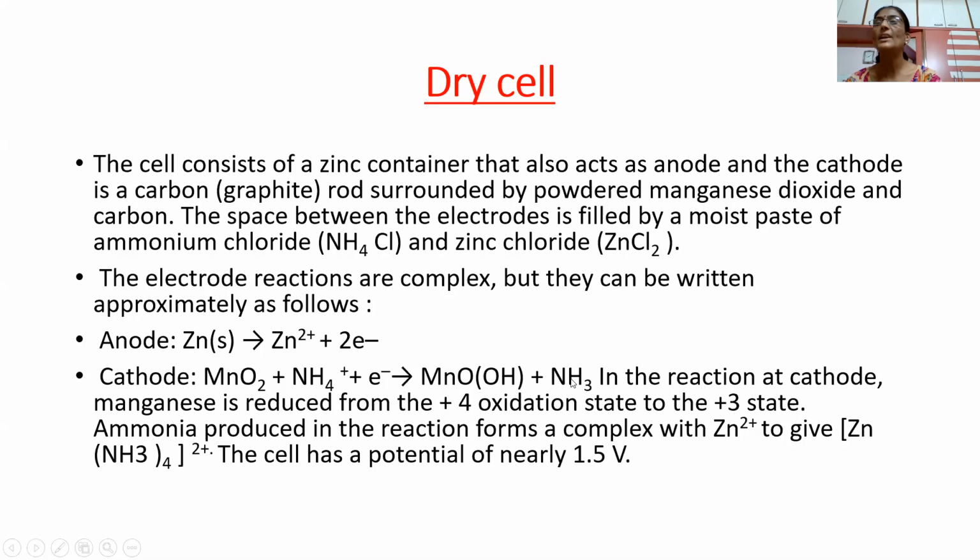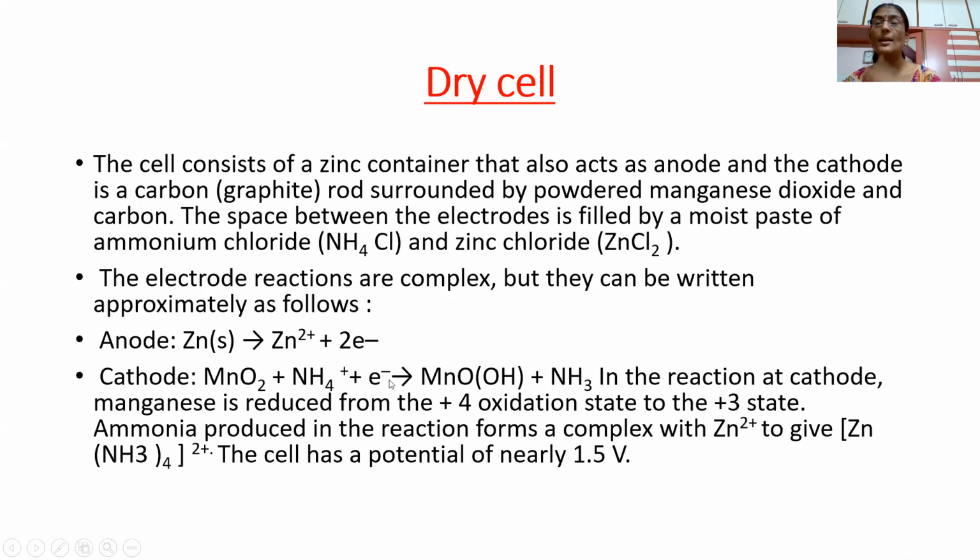Why can this cell not be recharged? Because during its discharging, in MnO2 the oxidation state of Mn is +4, and when the product is formed, the oxidation state of Mn is +3. So during discharging, the oxidation number of Mn changes from +4 to +3. But by reversing the direction of current, we cannot convert the +3 oxidation state back to +4. That's why this cell cannot be recharged.